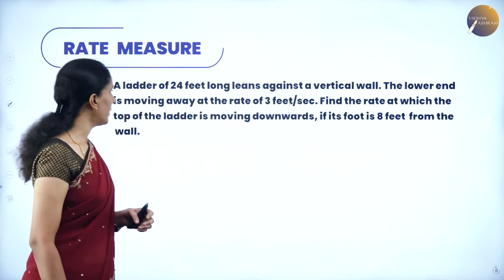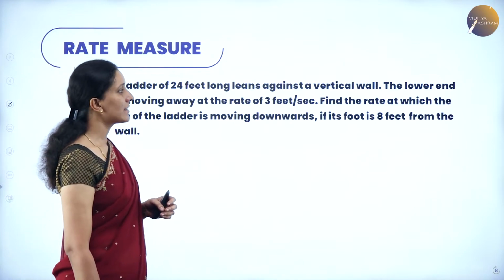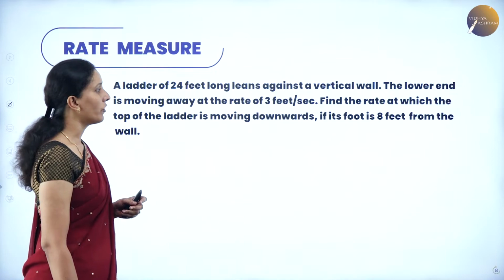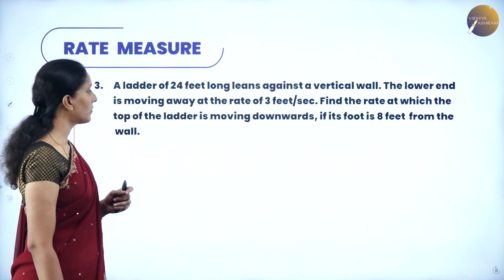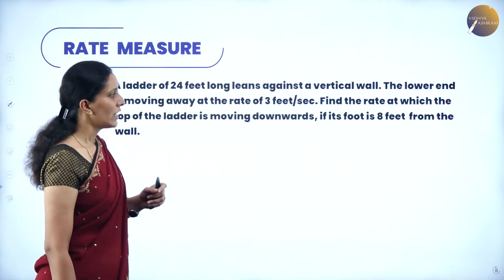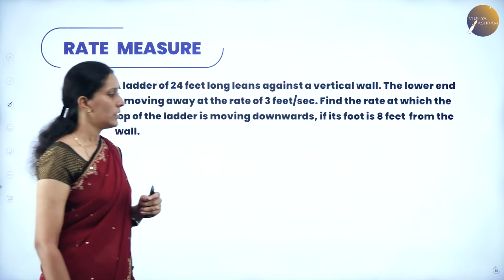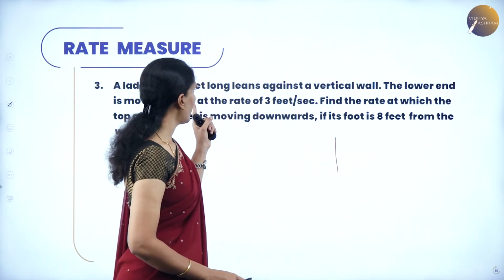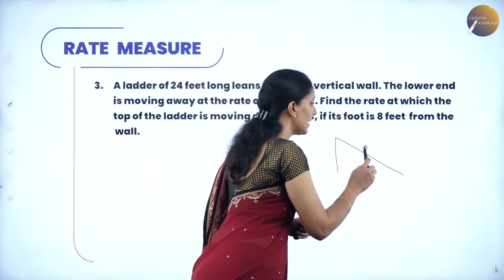Next question we have here. A ladder of 24 feet long leans against a vertical wall. The lower end is moving away at the rate of 3 feet per second. Find the rate at which the top of the ladder is moving downwards if its foot is 8 feet from the wall. So here is a wall and we have a 24 feet long ladder which is leaning against a wall.